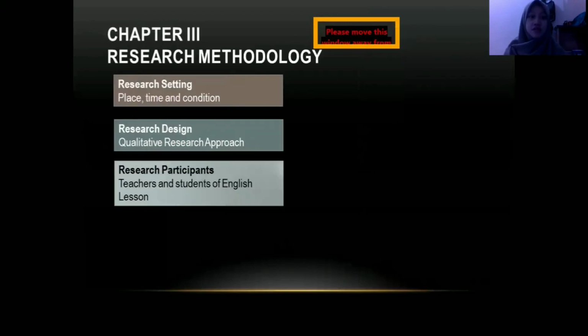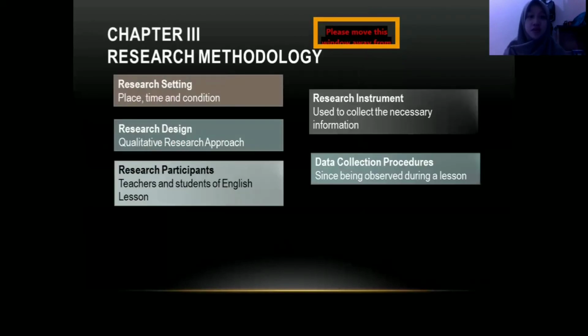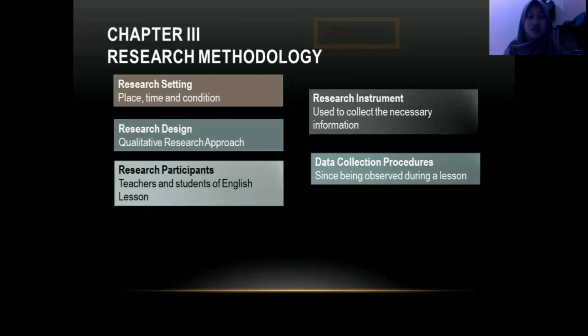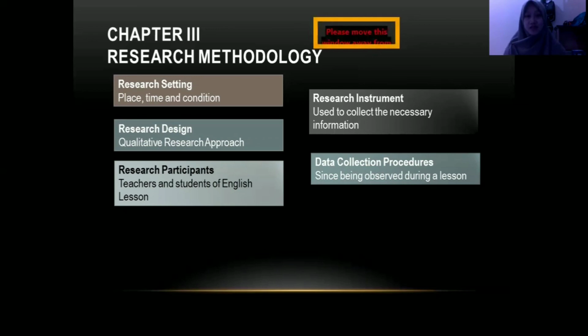Chapter 3. There are research setting. In the research setting, there are place, time, and condition. And the second is research design, qualitative research approach. And the third is research participants. There are teachers and students of English lesson. The next is research instrument used to collect the necessary information. And the last is data collection procedures, which is being observed during a lesson.